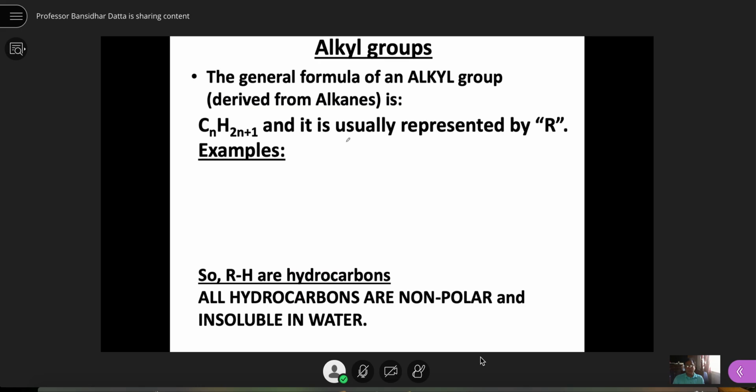Last but not least, this is the most important. You must remember. If you have any questions, please ask me. I already gave you some idea about the alkyl groups, but I have to go through it again.